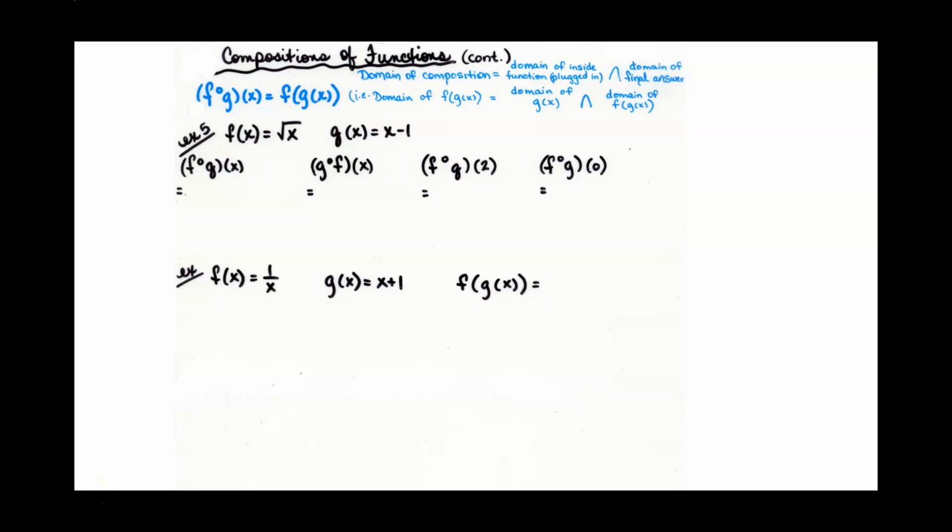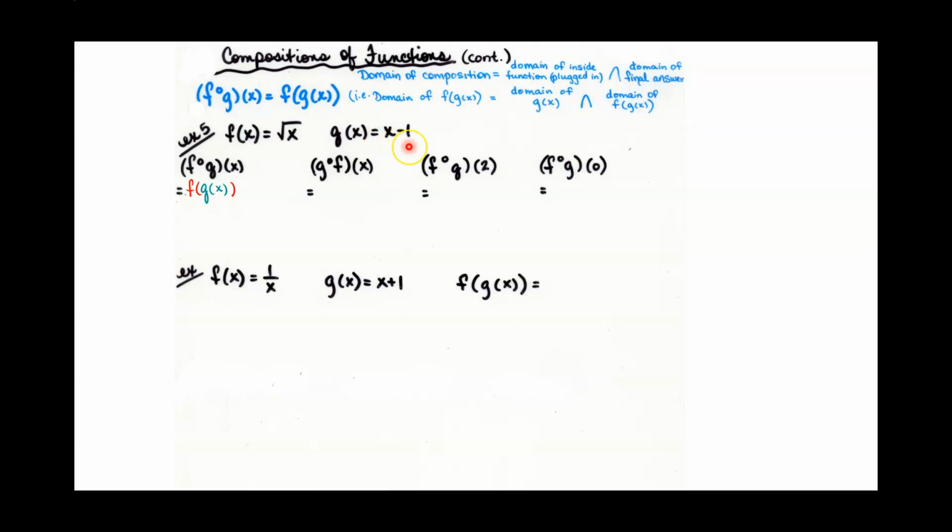Compositions of functions are when we place one function inside of another. So, for instance, if I have f of g of x, that literally means we're going to take the g of x function and put it into the f of x function. So, for instance, if I have f of g of x, I'm going to rewrite it in this way, replacing g of x with what it's actually equal to.